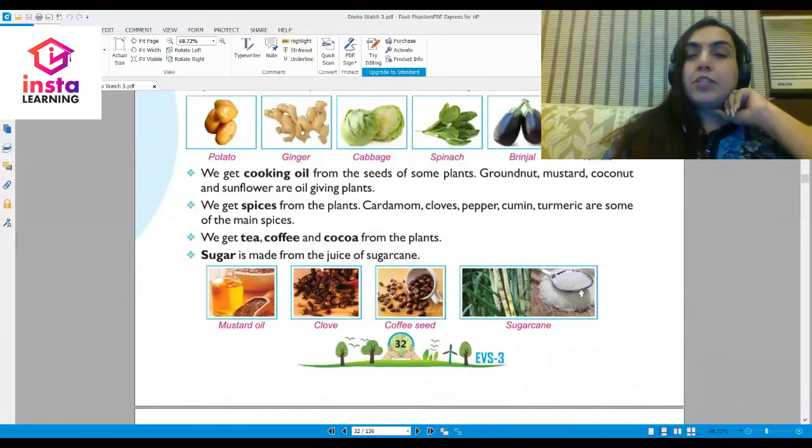Here in these pictures, you can see mustard oil extracted from mustard seeds. Cloves also give us oil, but they are also spices. Coffee seeds have a great aroma. They also give us the beverage coffee, and sugarcane is the plant from which sugar is processed.